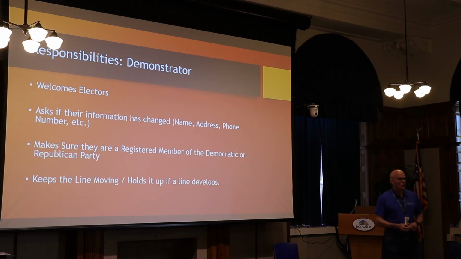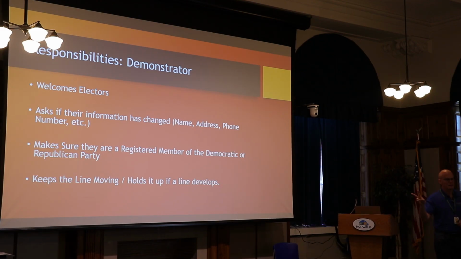We make sure that they're also a registered member of either the Republican or the Democratic Party. There are two elections taking place this year. Democrats and Republicans are both having primaries. A lot of times, folks will show up, see there's voting, and it turns out they're a member of some other party or they're unaffiliated. So we can ask them right off the bat, are you a member of one of these parties? It keeps them from having to stand in line.